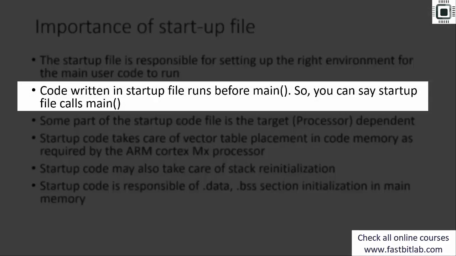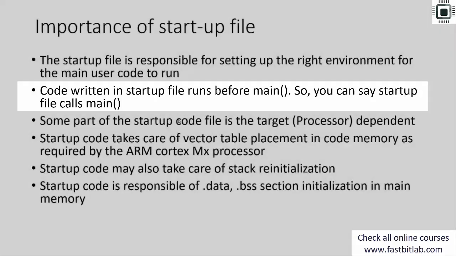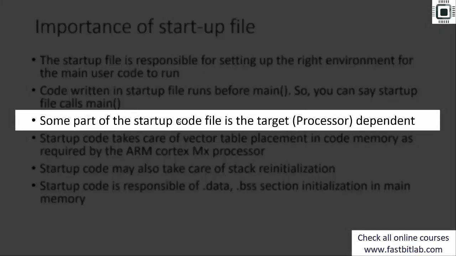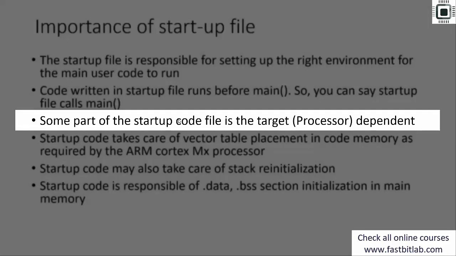Code written in the startup file runs before main. So you can say that the startup file calls main. Some part of the startup code is target dependent. For example, a startup code may include the vector table, which is processor dependent or architecture dependent. Or the startup code may initialize the stack pointer. The way you access the stack pointer register of the processor is again processor specific. That's why you can say some part of the startup code is processor dependent or architecture dependent.